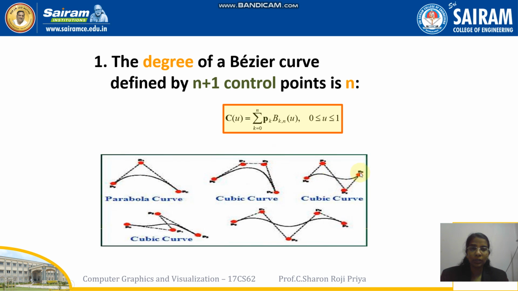Suppose we take this example. I have 4 control points, so the degree will be 3. I am starting from my starting vertex. Why am I going up? Because I have a control point here. Next I have a control point here. Now see the curve, it is coming down and finally reaching my end point. This is how I can draw my Bezier curve.